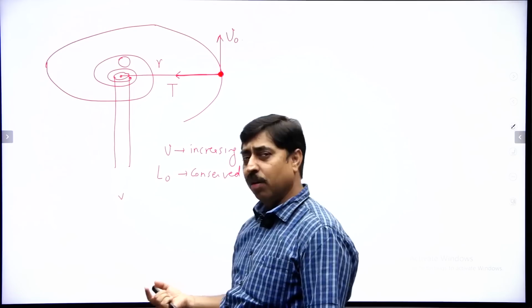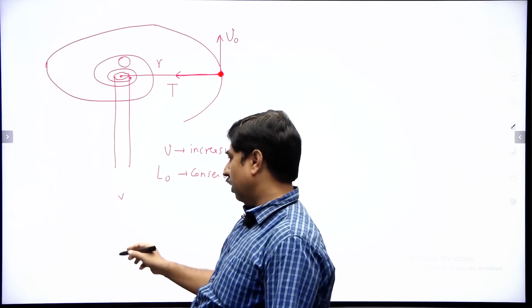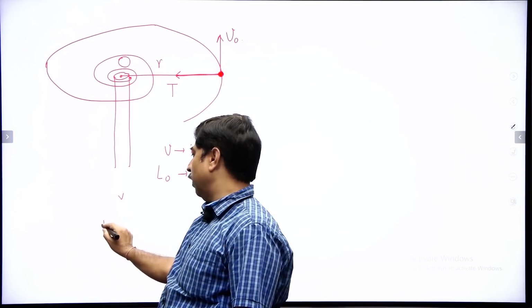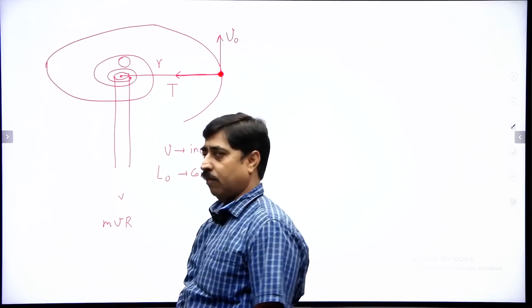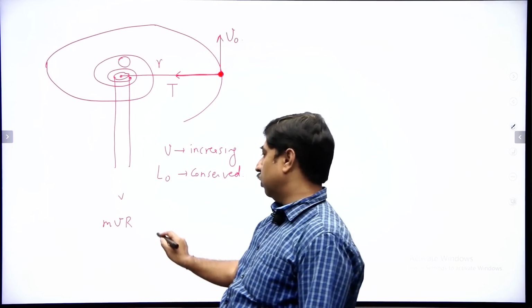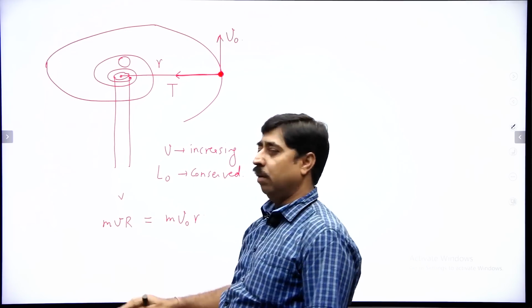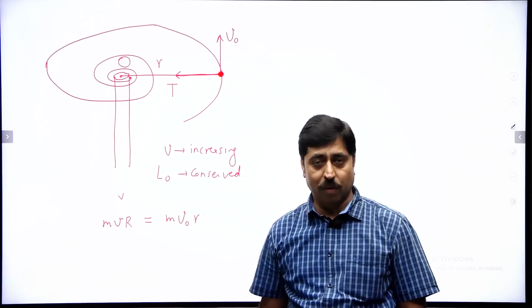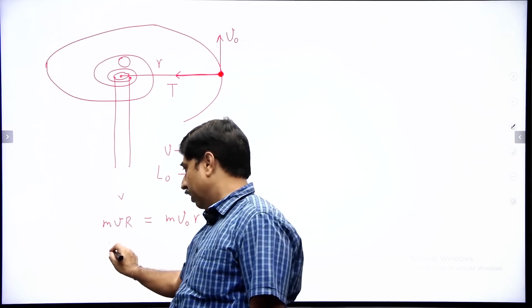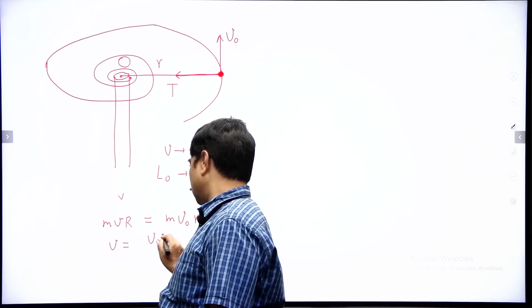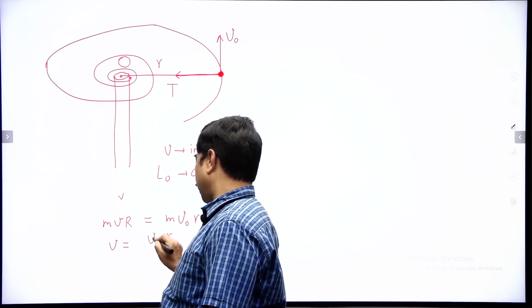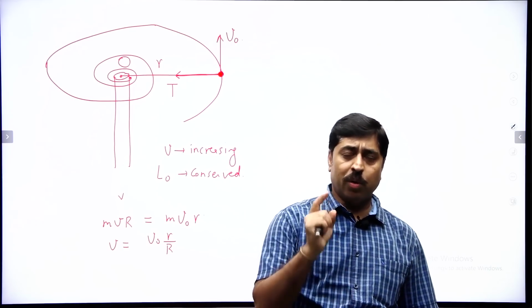So just using angular momentum conservation you can find that. The final angular momentum about point O will be mvr, isn't it? And this should be equal to mv0 r. So from here you can calculate the value of final speed v just before it manages to hit the post.